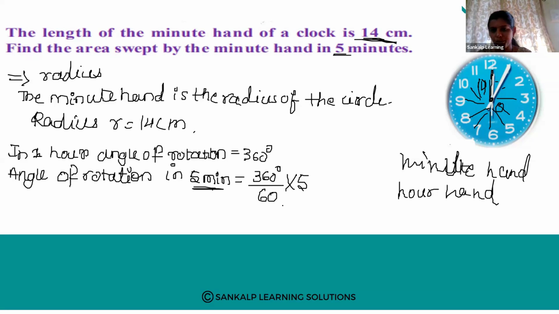So divided by 60, into 5 minutes. 0, 0 cancel, 6 ones are 6, 5 sixes are 30. That means angle of rotation is 30 degree. So this is our theta. So in 5 minutes, angle of rotation is 30 degree, right? This is our theta. Next.